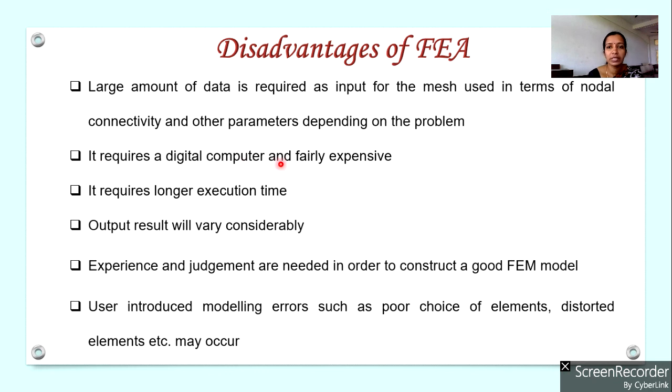Then it requires digital computers. As it requires a computer, it is expensive. Then it requires longer execution time. So each element has to be analyzed, and then all the solution has to be combined. So it is a time consuming process. Then output result will vary considerably. Okay. So meshing. So one can do meshing in his own choice.